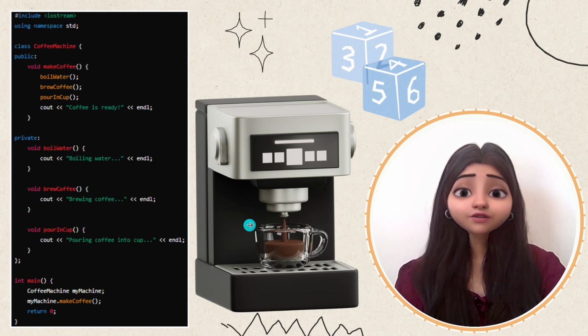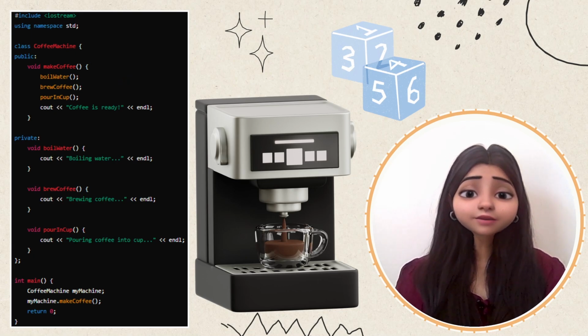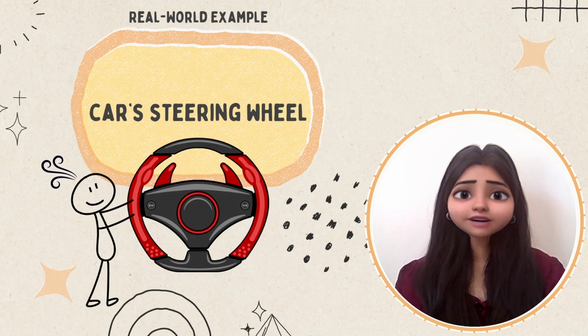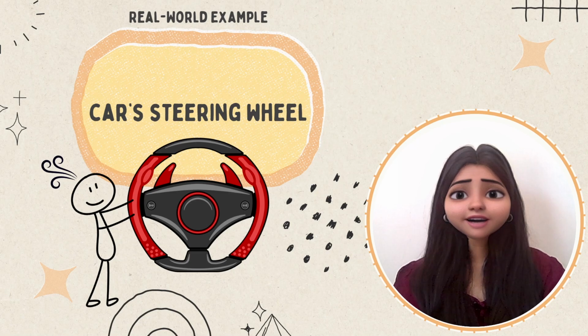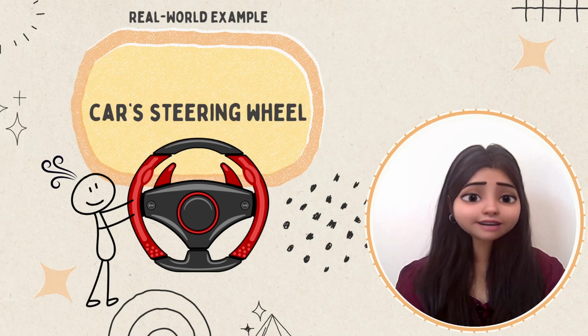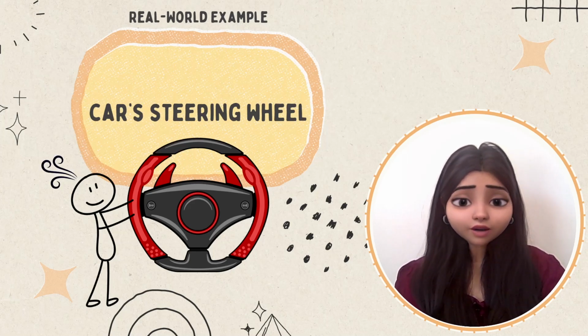Here the coffee machine class hides the detail of how coffee is made. The user just needs to call makeCoffee and the internal steps are hidden. This is useful because it simplifies how you interact with a complex object. Now let's talk about a real world example. Abstraction is like a car steering wheel. To turn, you don't need to understand the mechanism of the car steering system to turn the wheels, right?